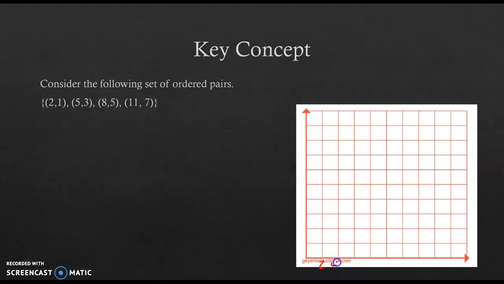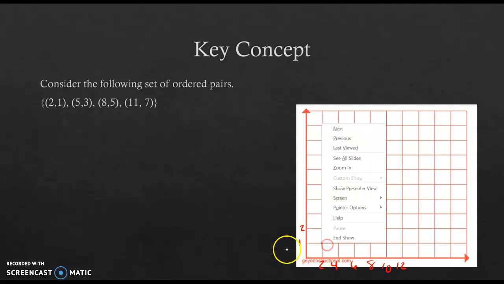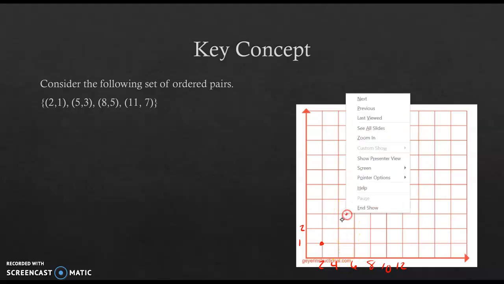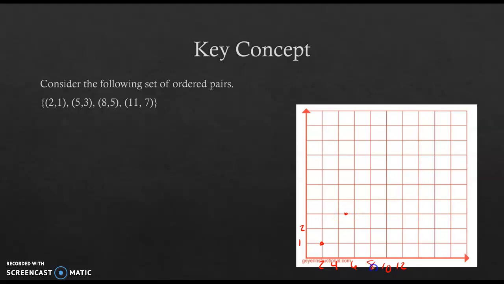We're going to go by 2s across the bottom: 8, 10, 12. And then we'll just go by 1s going up. So 2, 1, there's our first point. 5, which is halfway in between, 3. And then 8, 5. And then 11. So if that's 5, 6, 7. All right, so here are our dots.